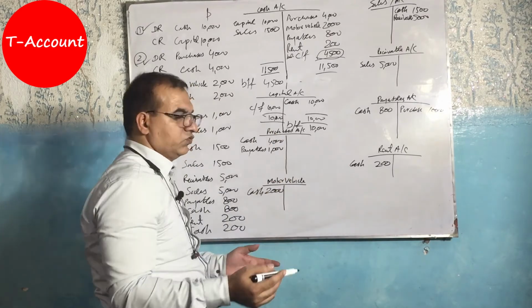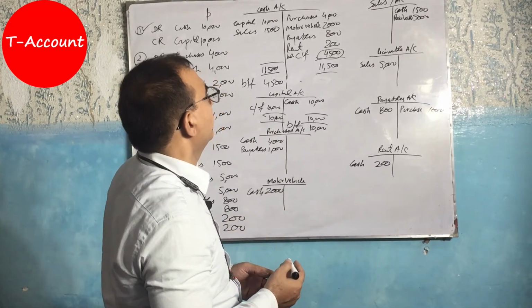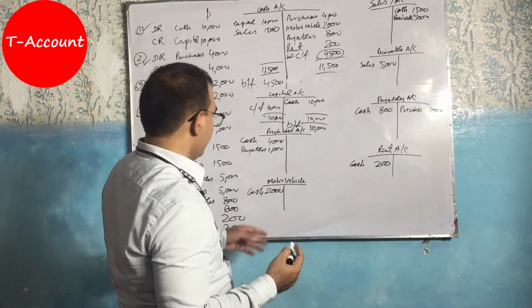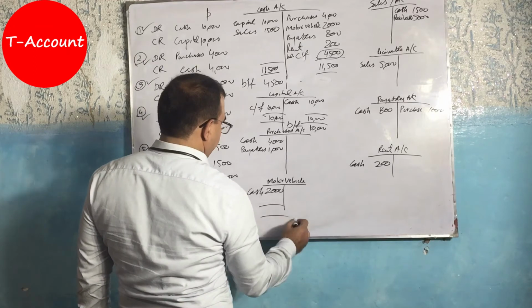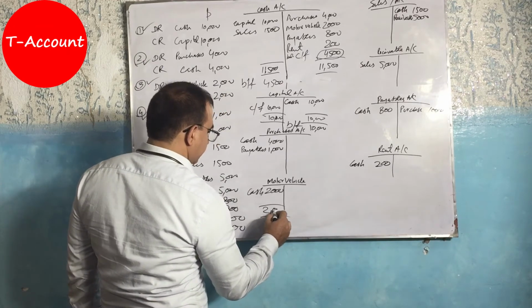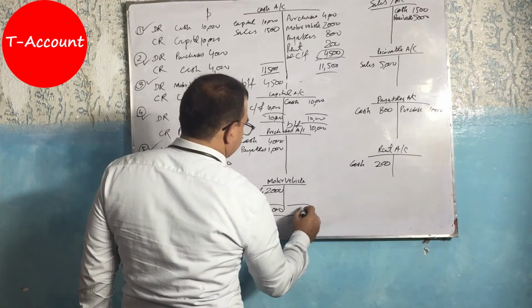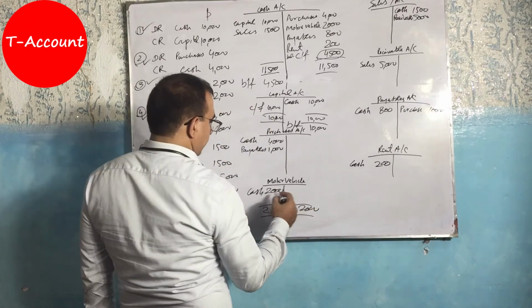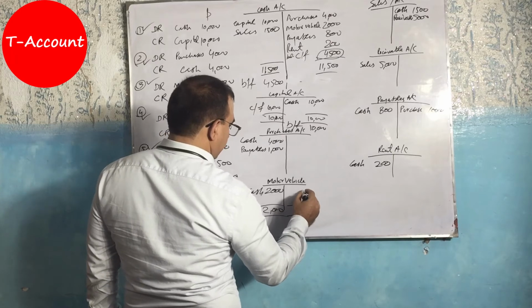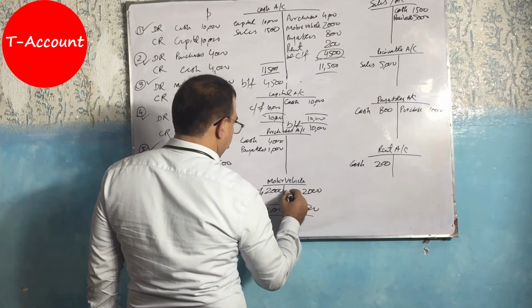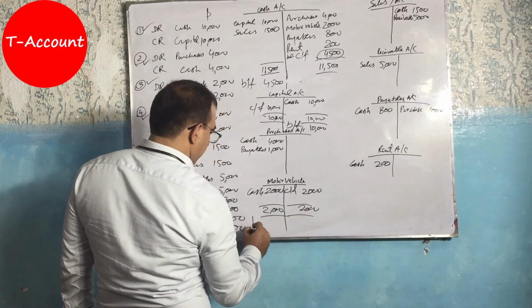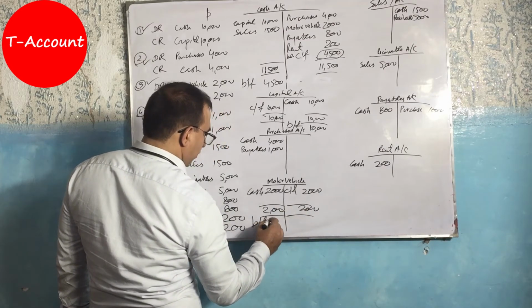Now, motor vehicle. First we'll deal with financial position accounts to make it simple. Motor vehicle. What is the bigger side? 2,000, debit side. We'll write 2,000 on this side as well. And whatever is the shortage, we'll write it here, and that will be our carried forward balance. For the next year, we'll come here and say brought forward 2,000.